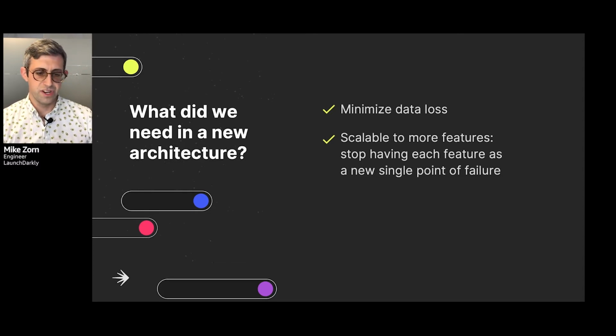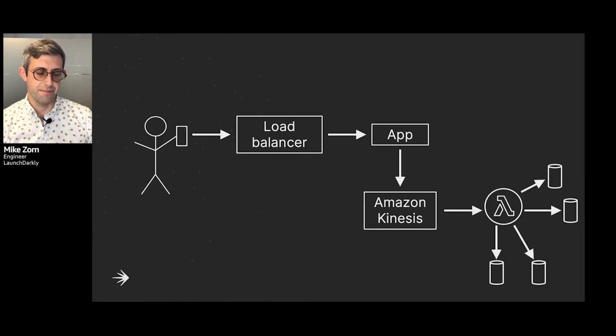So we just added some Kinesis to it. What we did was we put a Kinesis queue in between our application server and where the data got processed and written to other databases. And we moved that data processing and writing to these downstream databases into AWS Lambda. So what this allows us to do is, we write all the data to this Kinesis queue, and every time we add a new feature, there's this queue in between.